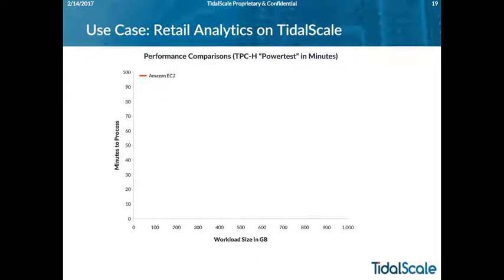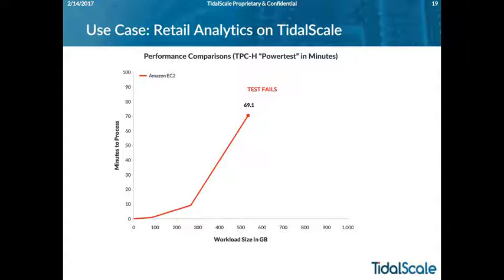All right, so here I'm going to go through an example use case. We have a partner who's doing retail analytics on TidalScale, and they use the TPCH power test for performance comparisons. This particular comparison is against the system in Amazon EC2, so commonly available instances there at Elastic Cloud. And as you increase the workload size at Amazon, you see this performance curve until eventually the system just stops responding. It's unable to handle the workload.